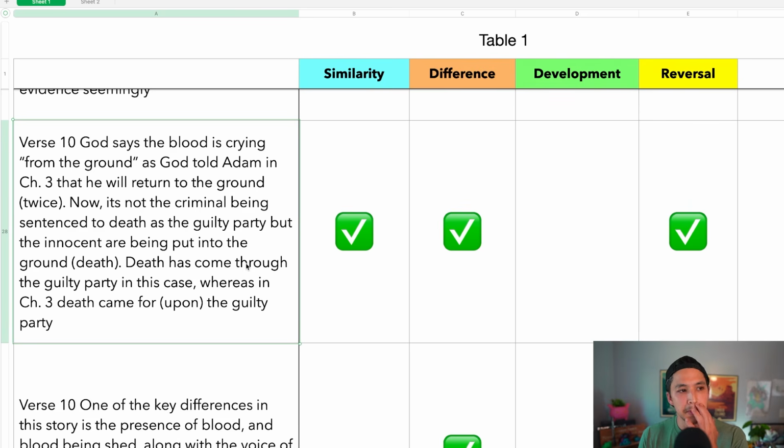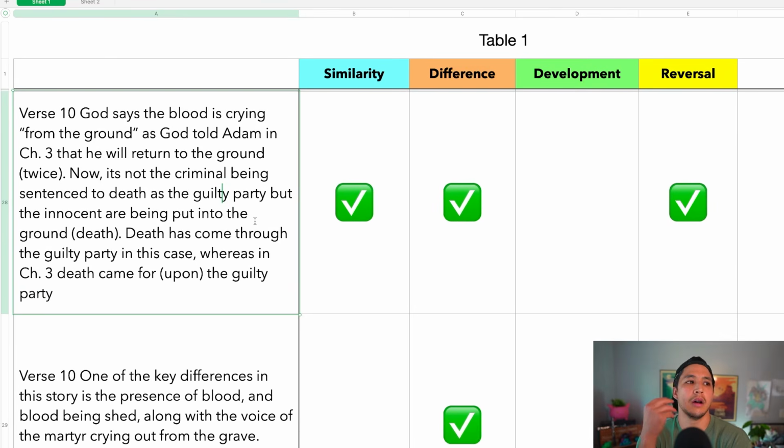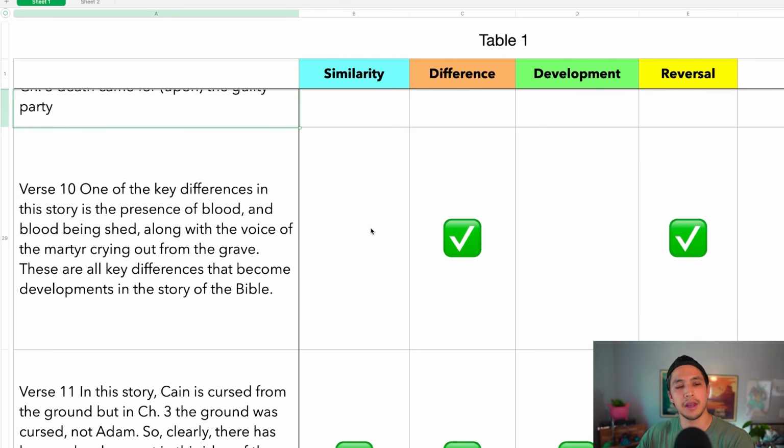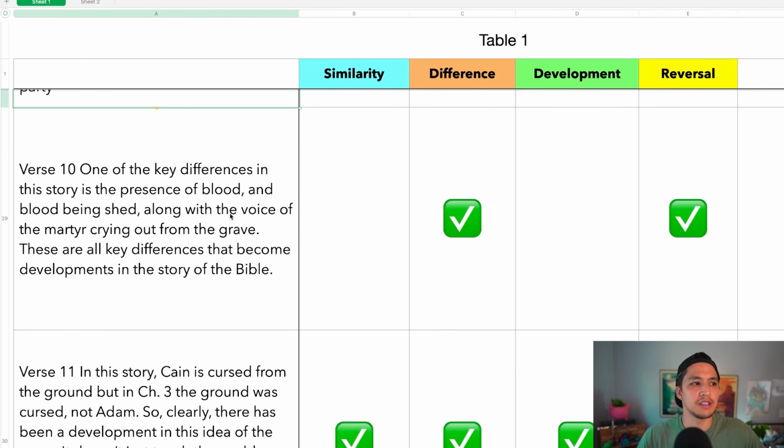Death comes through the guilty party. Now the criminals being sentenced to death, now it's not the criminal being sentenced to death, but the innocent, right? So death seems to plague both. Just a reflection, maybe for me, on how death operates in the world, whether through the guilty or through the innocent, or for the innocent or for the guilty. And where in my life am I possibly being an agent of death? Because sin brings death. Where I give myself over to sin, inevitably some characteristic, some dimension of death is prone to follow. One of the key differences in this story is the presence of blood.